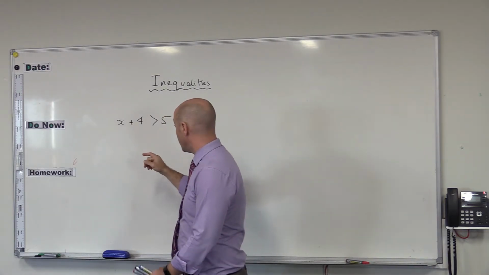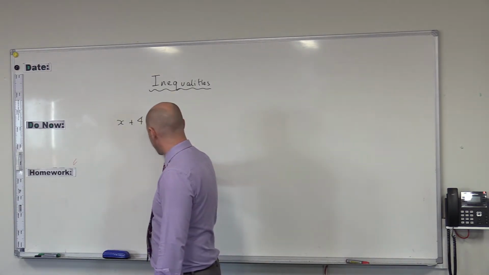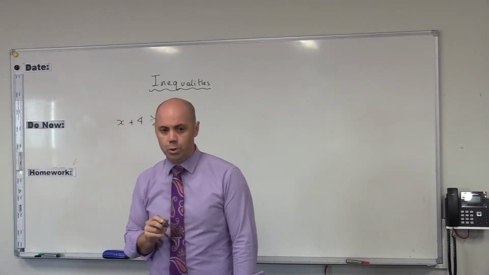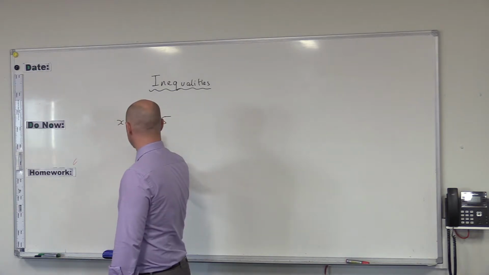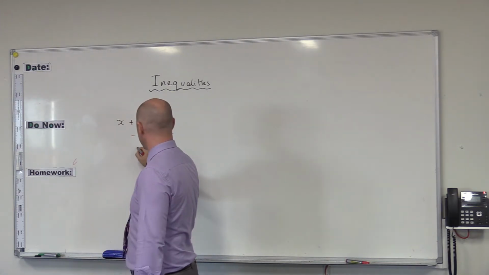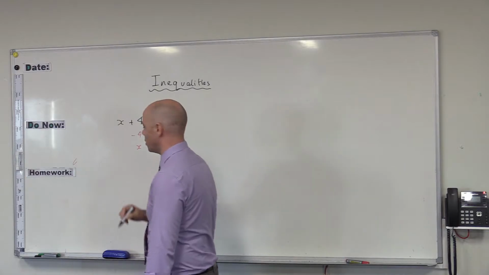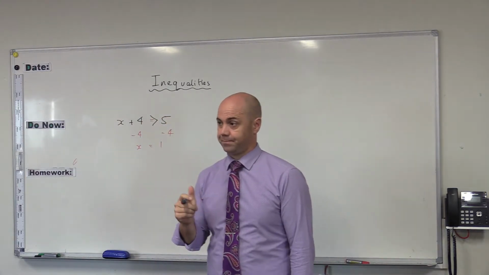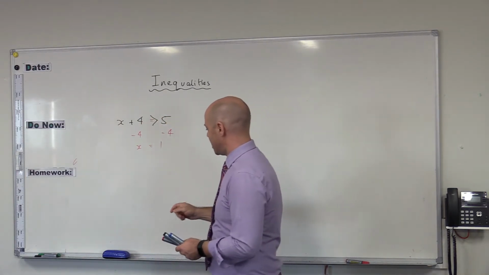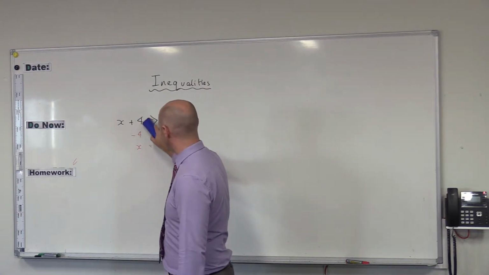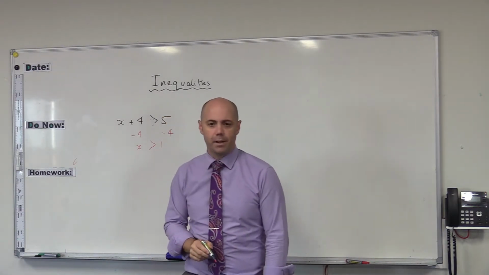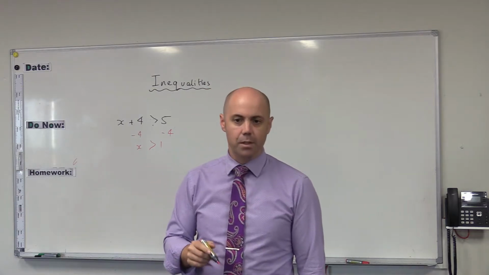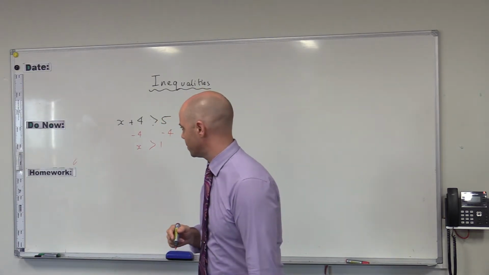So what would we do if that was an equal sign there instead of a greater than? What would we do if it's x plus 4 equals 5? Right. Minus 4. Take away 4 from both sides. And so we get x equals 1. But we don't have an equal sign. We have a greater than sign. But apart from that, everything is exactly the same. X is greater than 1.